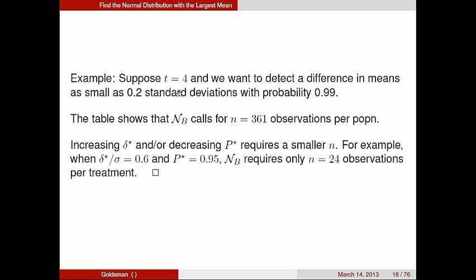Okay, here's an example. Suppose I have T equals 4 contenders, and I want to detect the difference as small as delta star equals 0.2, so that's my indifference zone. And suppose I want to be correct with probability 0.99. Well, I go to my table, it tells me to take 361 observations per population, and I do it. And whichever one has the largest sample mean, that's my winner. If you increase delta or you decrease P star, you need a smaller N. And here's another example to show you what the consequences of that are. So if you want to save on observations, you don't have to work as hard.